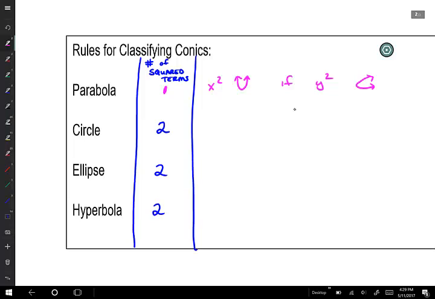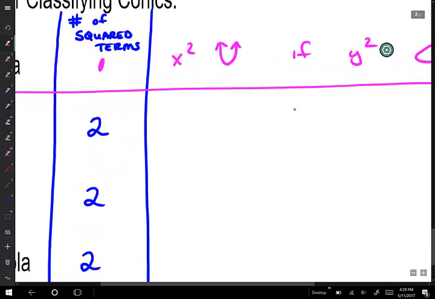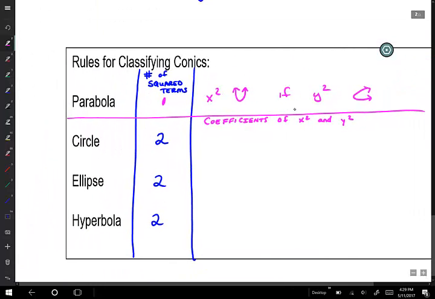Now we look at the second part of our problem. The second thing we're going to focus on is going to be the coefficients. And so we now want to look and examine the coefficients. Remember, coefficients are the numbers in front of the x squared and the y squared. So we're going to look at the coefficients of x squared and y squared. All right, for a circle, the coefficients are going to be the same.